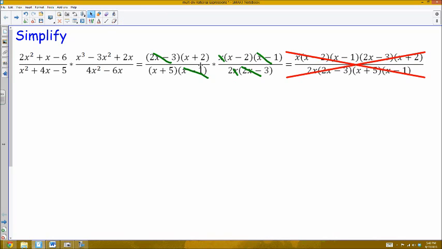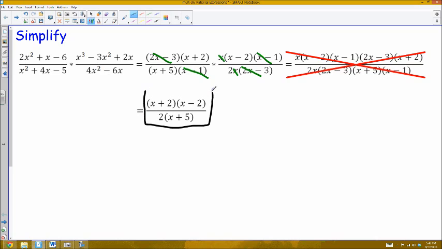So once I have that, I'll end up with my remaining terms in the numerator and my remaining terms in the denominator. So this will be my final simplified answer. And then I'll just put a box around that. Make sure to box your final answer so you know which expression is representing your final simplified term.